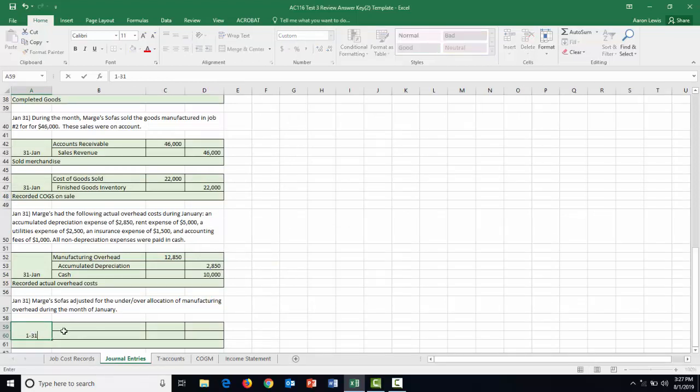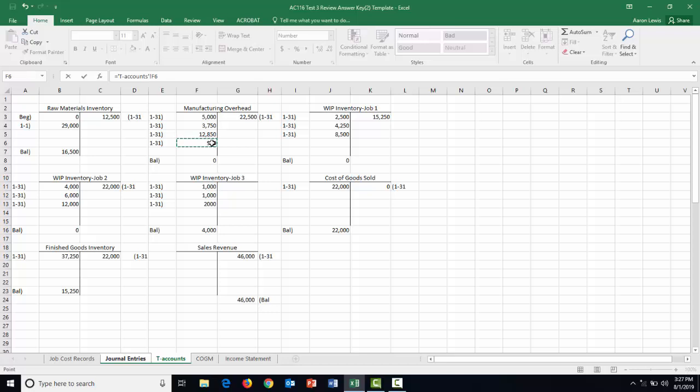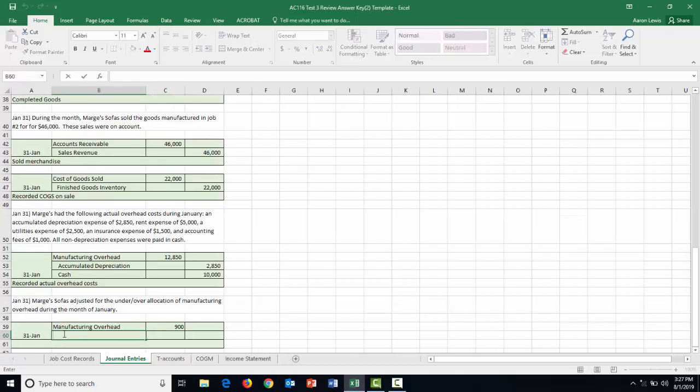In the event of an over allocation, the entry to fix it using the very easy write off to cost of goods sold method is to debit manufacturing overhead for the amount of your difference, which was equal to that $900 that we just put into our T account. And our credit is going to be to cost of goods sold, again for that same $900. What happened here is we adjusted for the over allocation of overhead.